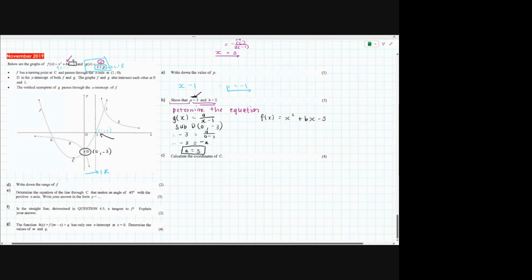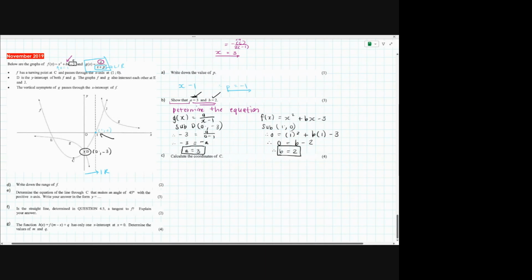But we know that the parabola has an x-intercept at 1. So we're going to substitute in (1, 0). 0 is equal to 1 squared plus b times 1 minus 3, which means that 0 is equal to b minus 2, and so b is equal to 2. Again, the only time I should see b equals 2 is in your answer. We have now confirmed that that is true.